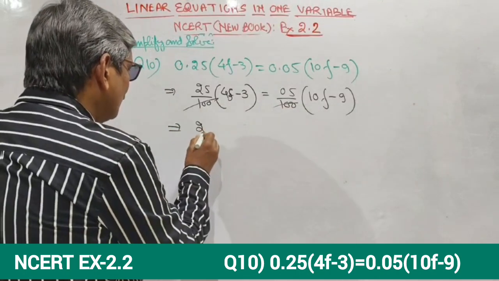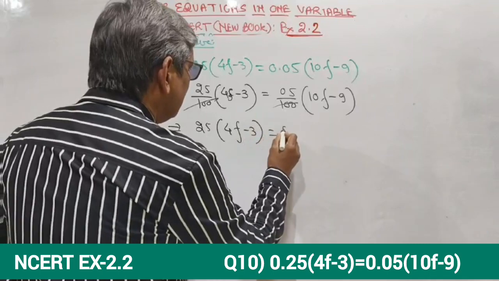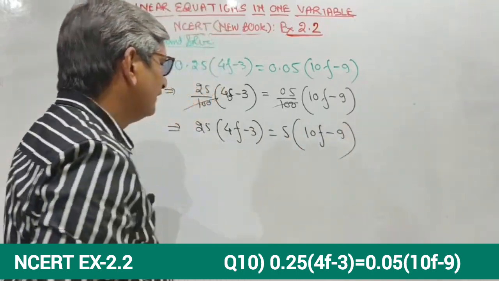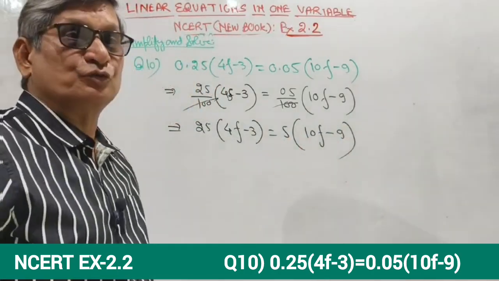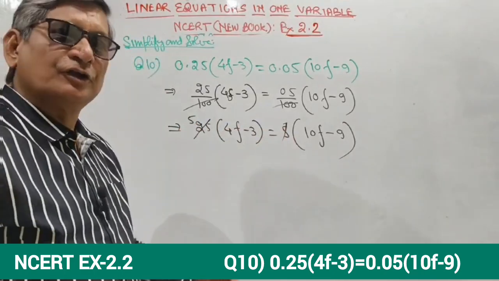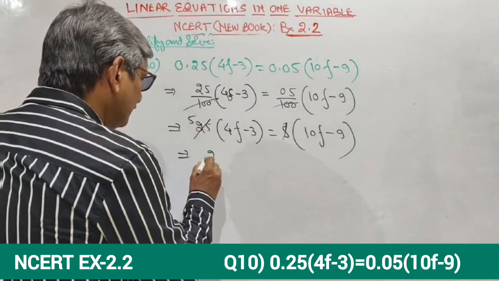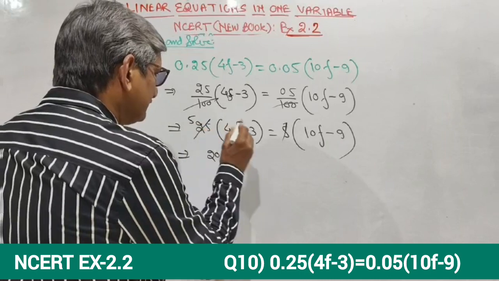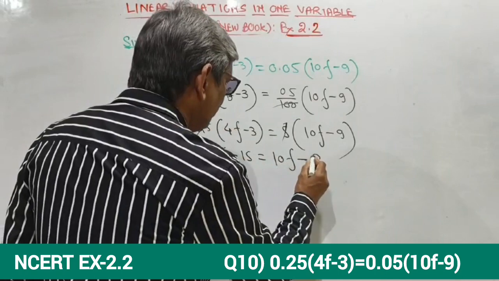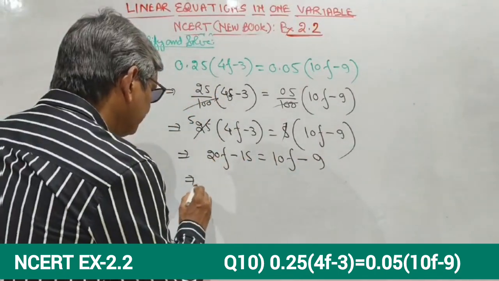One more thing, it is 25 into 4f minus 3 is equal to 5 into 10f minus 9. If you want, you can divide by 5 also. So here it is 5 and here it is 5, it gets cancelled. Now you simplify, it becomes very easy. What will you have? 5 into 4, it is 20f minus 5 into 3, 15 is equal to 10f minus 9. This 10f comes to this side. What will happen?